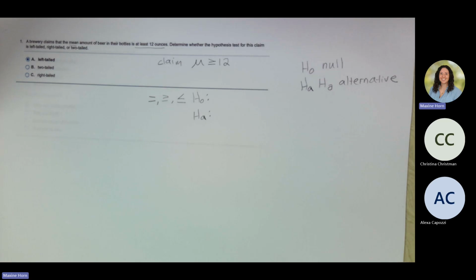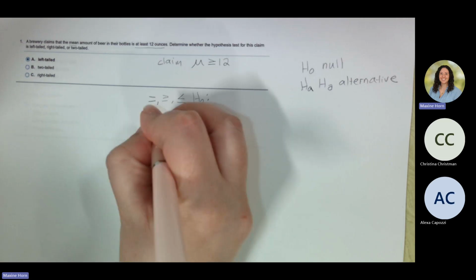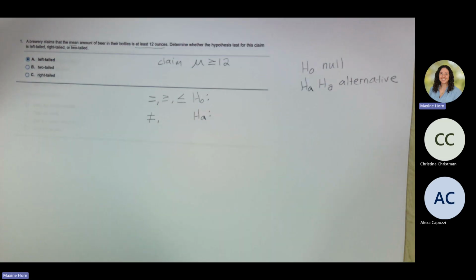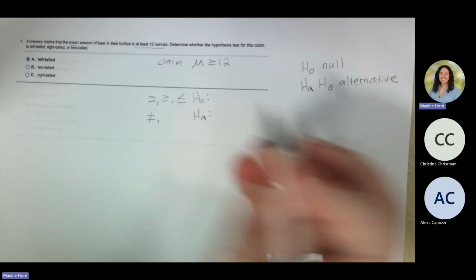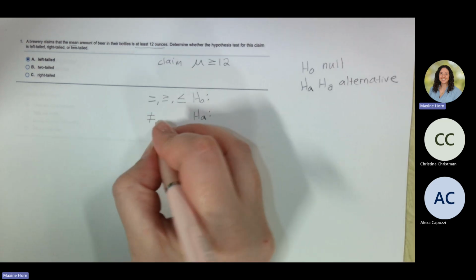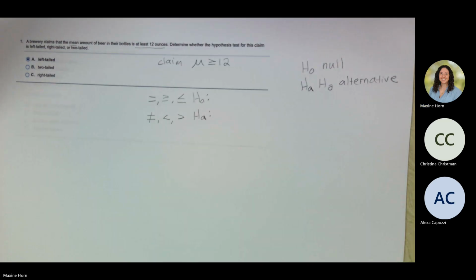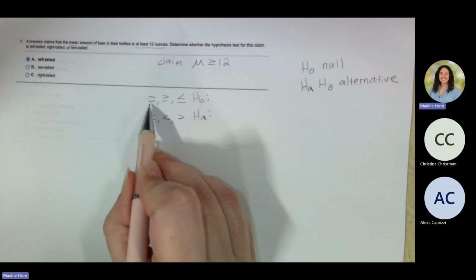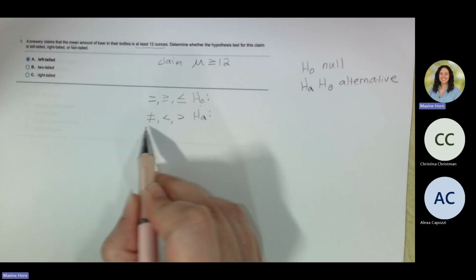Whereas your alternative hypothesis is never going to have any sort of equality. So the corresponding alternative hypothesis to each of those null hypotheses is going to be not equal to, less than, and greater than. Okay? So you're going to have to make sure that you know that. Null hypothesis has to have some sort of equality. Alternative hypothesis does not have any type of equality.